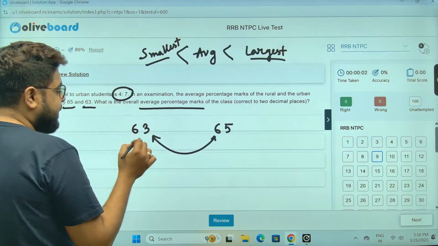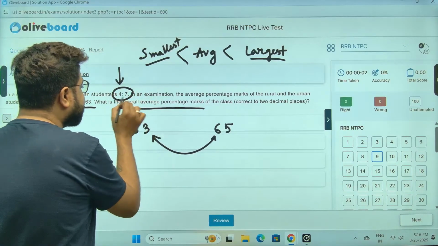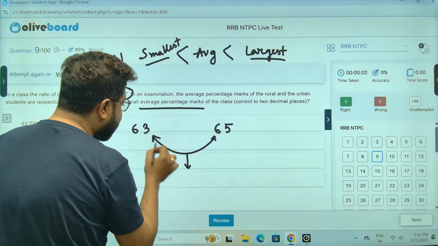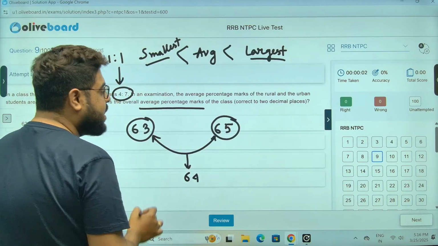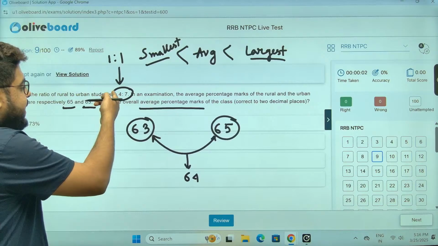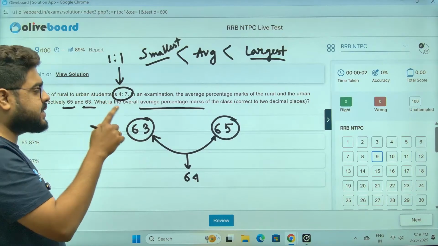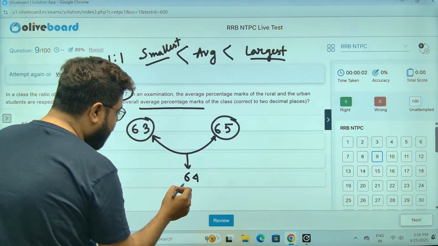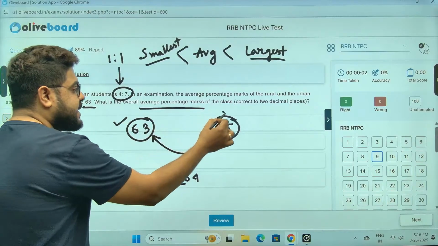But please be careful. If the ratio is the same, meaning one to one, then the average will always be the middle value of 63 and 65, that is 64. But here the left-hand side weight is smaller, so the fraction is less, and my average will be more towards 63 than 65.